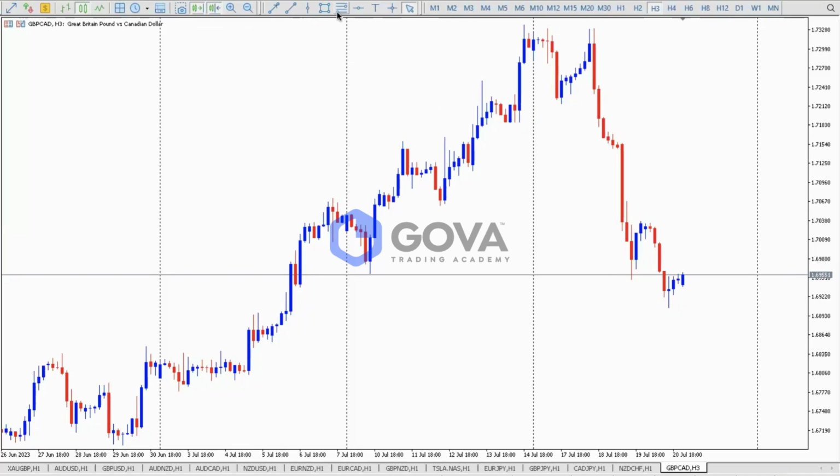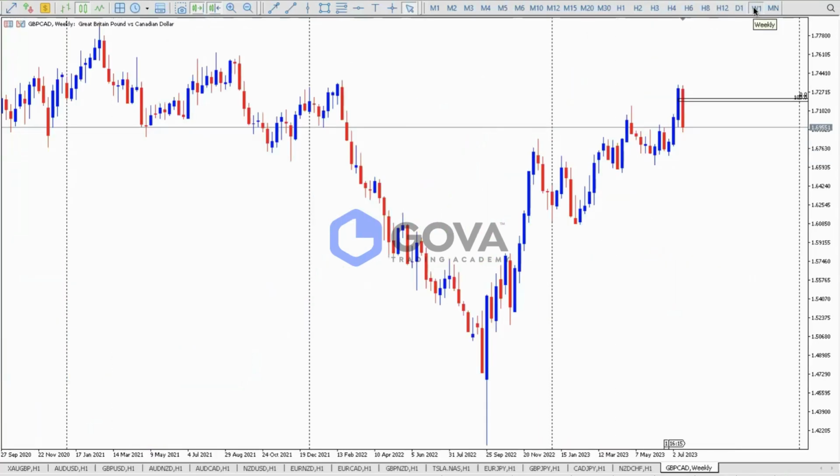So let's say, for example, we have this drop-based rally formation. Let me switch to a higher time frame, like the weekly time frame. Now, you can see on the weekly time frame, the zone is currently sitting around here. You can see this is a major supply level.